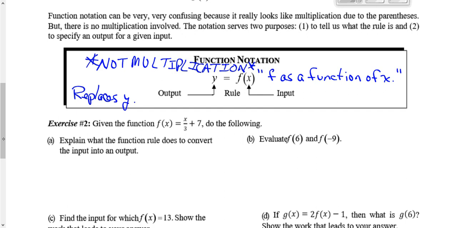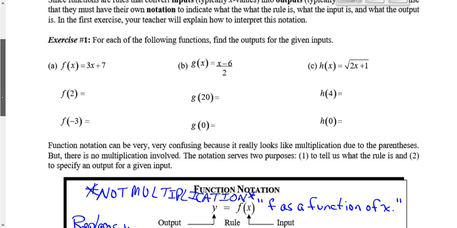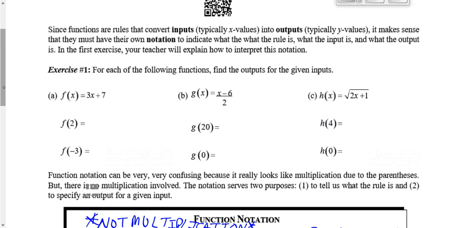So let's go back up to the top here, and here's how it works, okay? Read this to me. What does that say? f of x equals 3x plus 7. So f as a function of x, right? This depends on what x you put in. That's what it means by as a function of x. So you put x's in, and out comes the value of f, right?